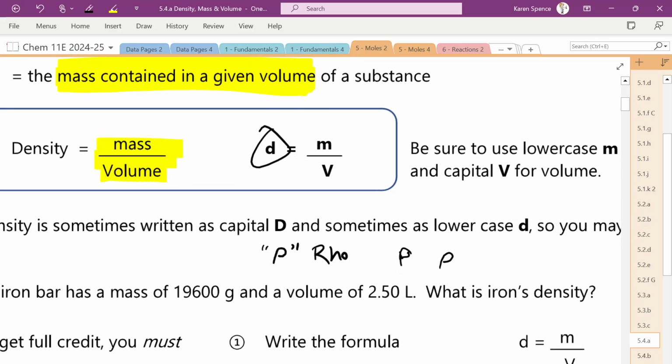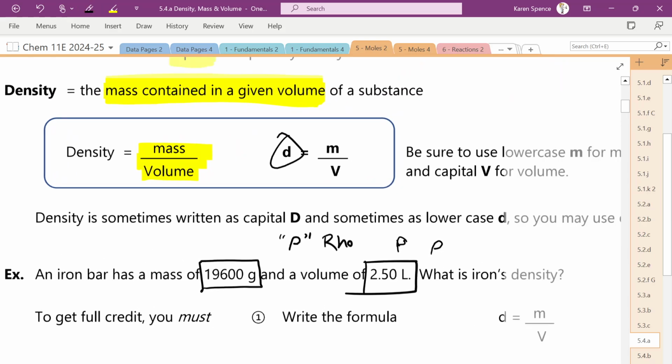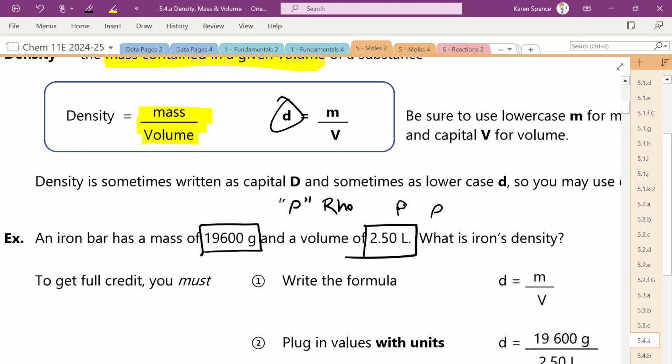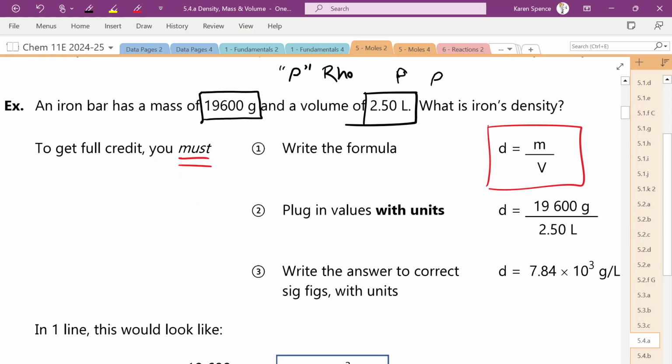So if we have an iron bar that has a mass of 19,600 grams and a volume of 2.50 liters, what is iron's density? To show your work completely, you should do the following things. I don't imagine you'll have any problem with this question, but make sure you do these things. You're going to write the formula, density equals mass over volume. Then you're going to plug in the values with the units.